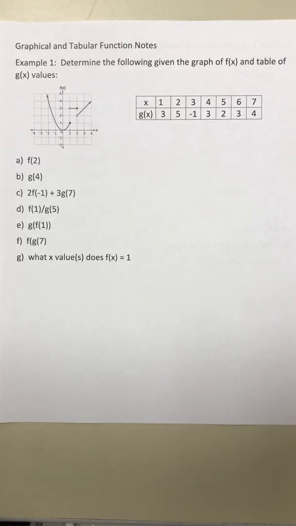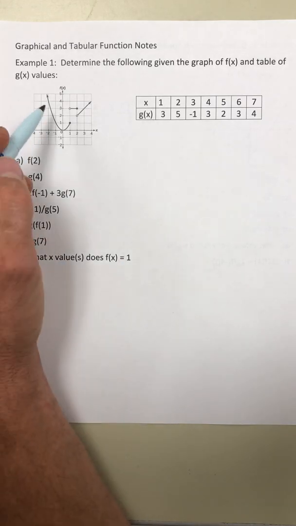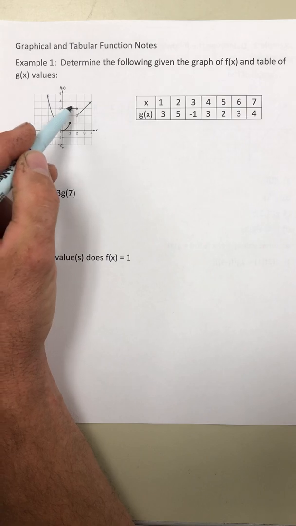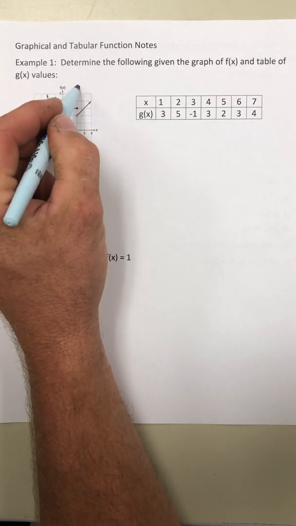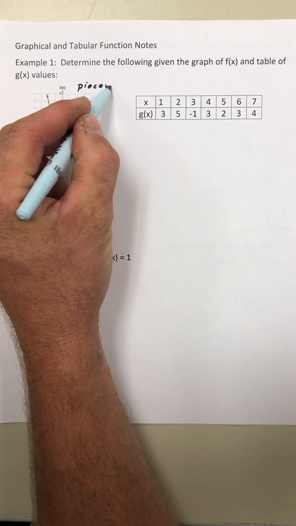Welcome back. Today we're going to talk about graphical and tabular functions and finding the value in those different forms, the graphical and tabular form. So in example 1, we're going to give you a function f of x that's a graph, and we're going to give you g of x in a table. Notice f of x here is made up of several different parts of different functions. We call this type of function a piecewise function.